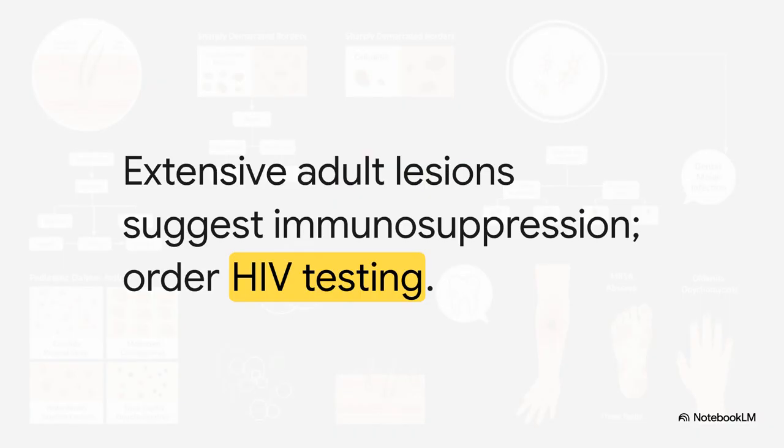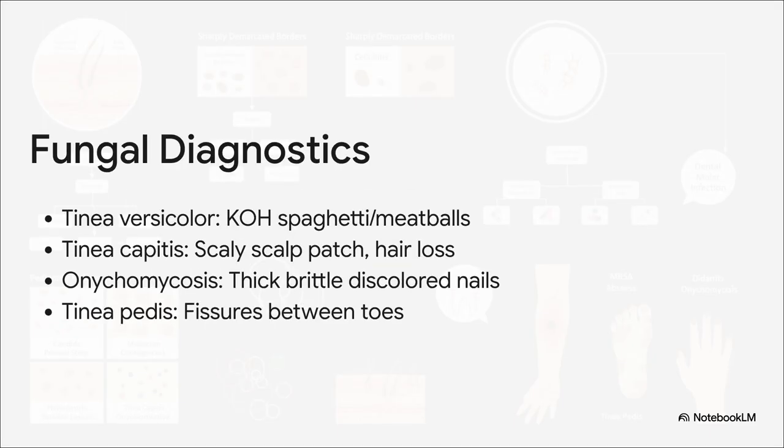Now, while kids commonly get this and usually just need some simple reassurance, extensive lesions in an adult are a massive red flag. Widespread molluscum in an adult strongly suggests underlying severe immunosuppression, which mandates immediate HIV testing. And as a quick aside, if the lesions happen to be genital, you definitely must test for other STIs as well.